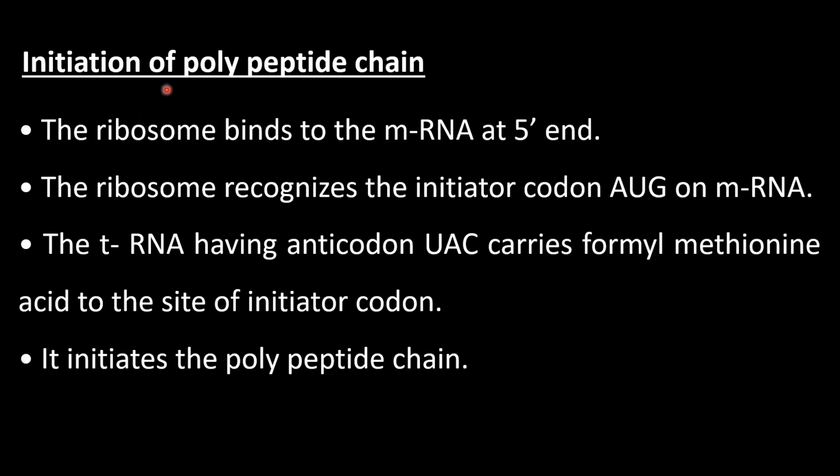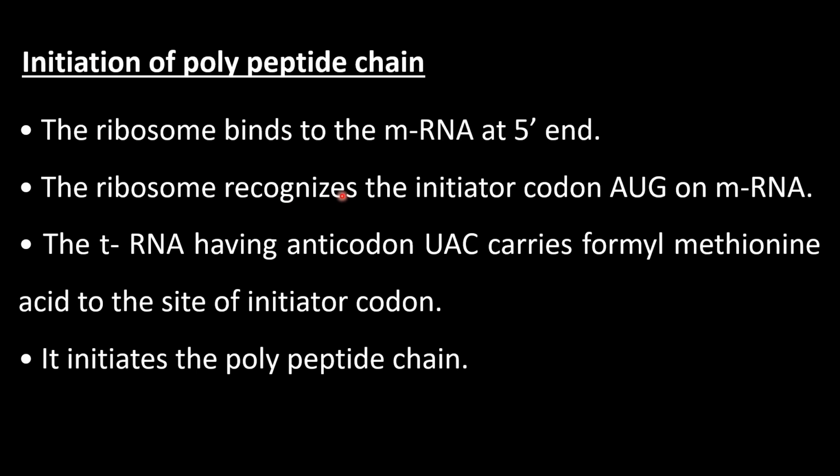Third is initiation of polypeptide chain. The ribosome binds to messenger RNA at the 5' end. Ribosomes are called the protein factories of the cell. And the ribosome has 2 subunits, the larger subunit and the smaller subunit. And there are 2 sites in the large subunit for subsequent amino acids to bind and form peptide bonds.